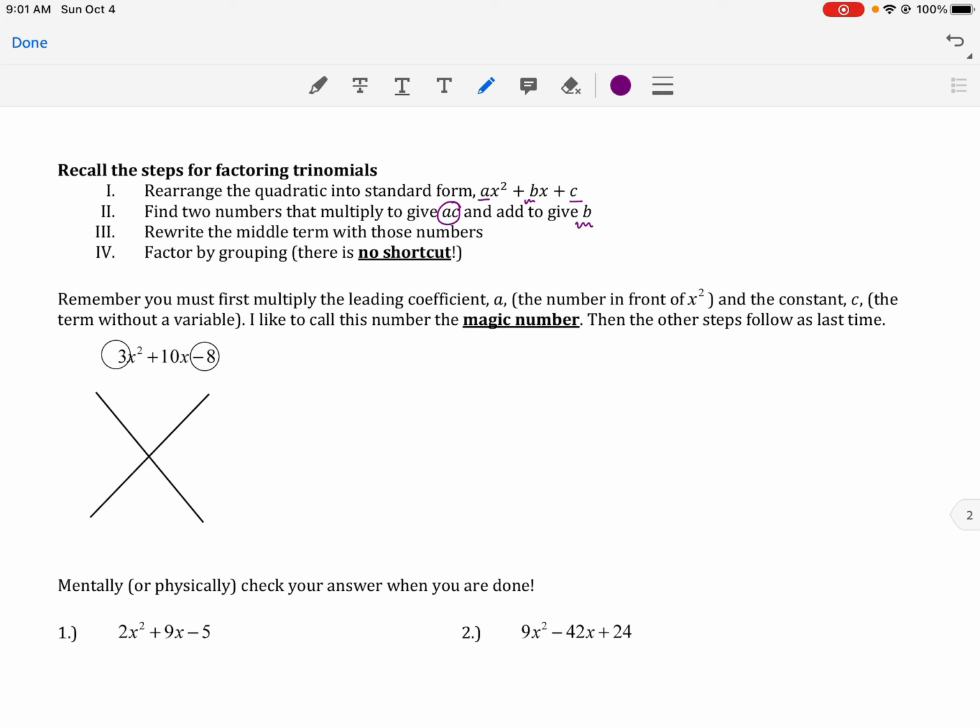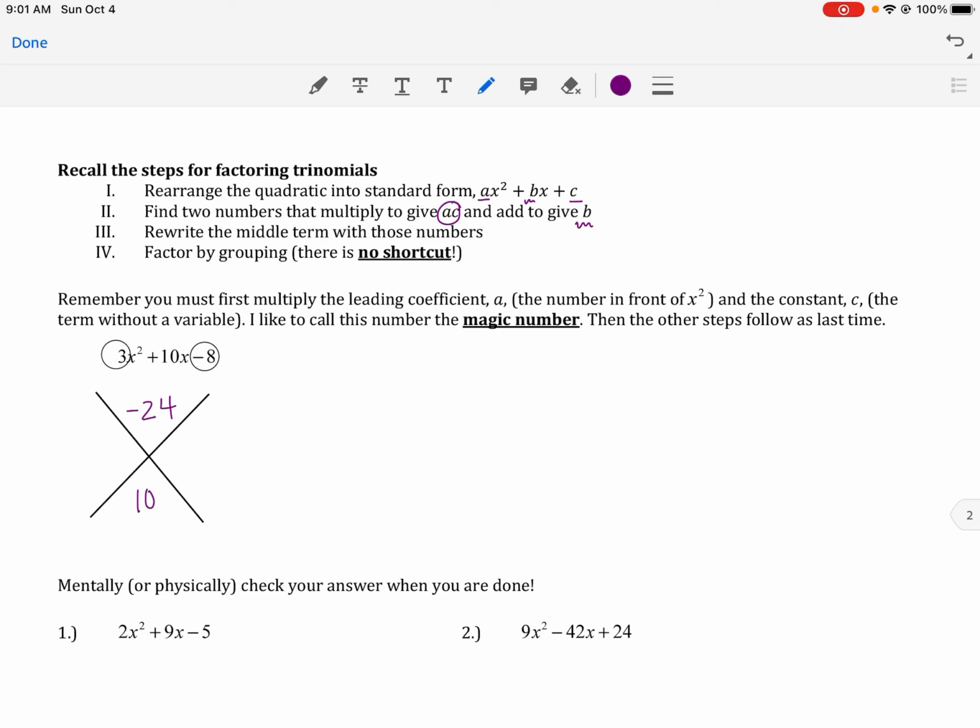So remember, you first multiply the leading coefficient, A, the number in front of x squared, with the constant C, the term without a variable. I like to call this the magic number. So 3 times negative 8 is a negative 24. Maybe I should recognize 3x squared plus 10x minus 8. There's no GCF there, right? I can't take 3 out of every term. And the only things that multiply to 3 up front are 3 and 1.